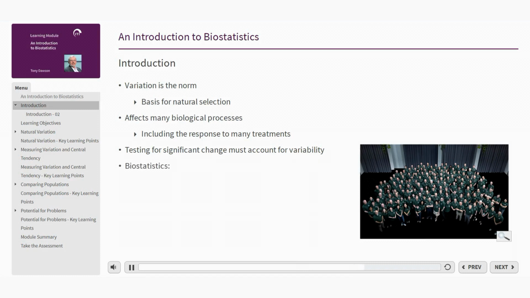Biostatistics is the body of knowledge that we can use to measure variability and describe the average individual, that is, to describe the central tendency of the population. By statistically comparing these features of two or more groups of individuals, we can help determine the root cause of the effects that we observe.